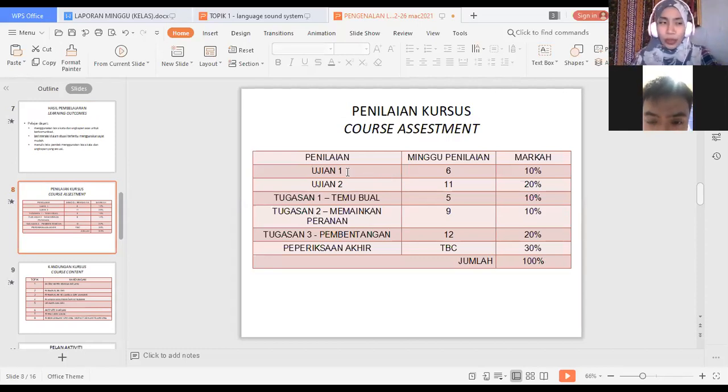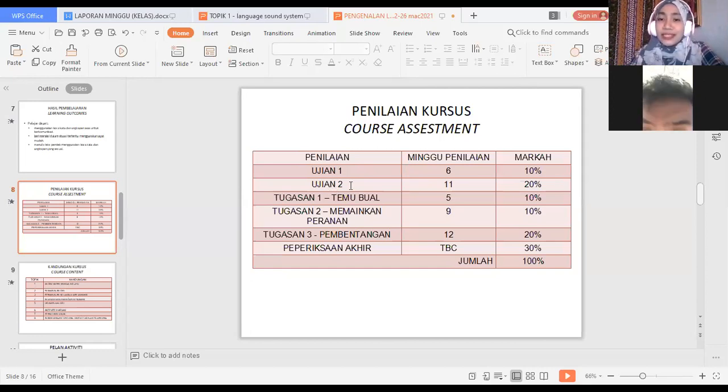Ujian satu. What is the meaning of ujian satu? Anybody know the meaning? Because I see that some of you come from Indonesia. Indonesia and Malaysia, the language is sometimes different, sometimes very close. So, who knows the meaning of ujian satu? Ujian satu is test one. Yes, test one. You have to sit test one in week six. The marks covered are 10%.